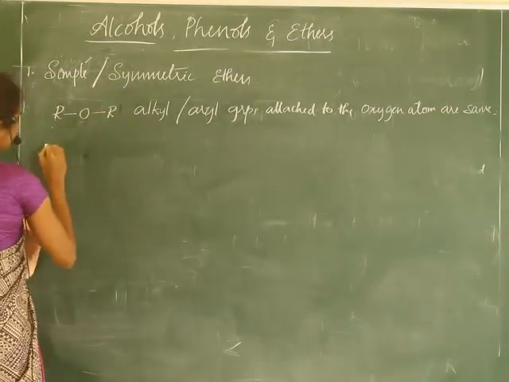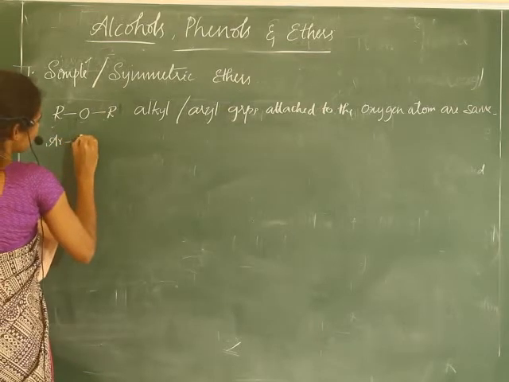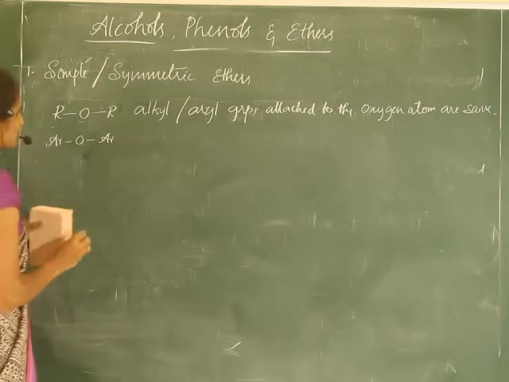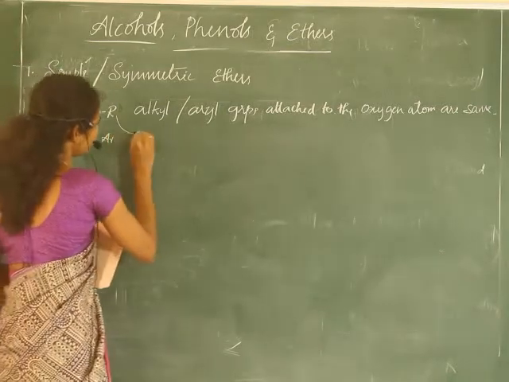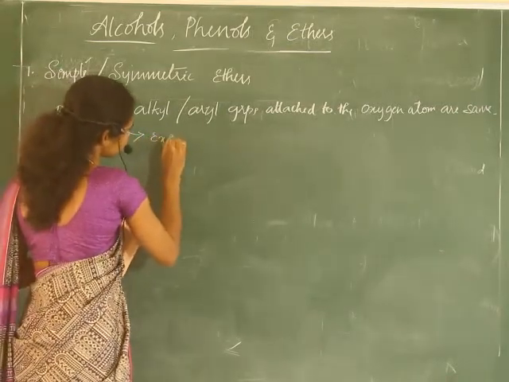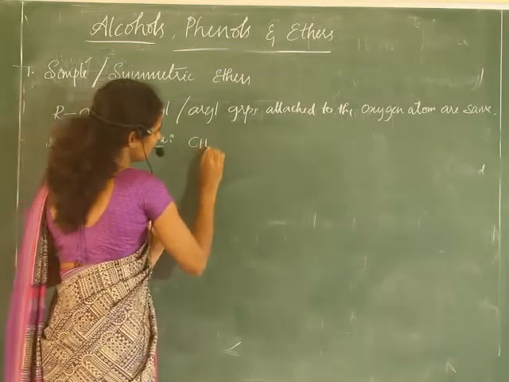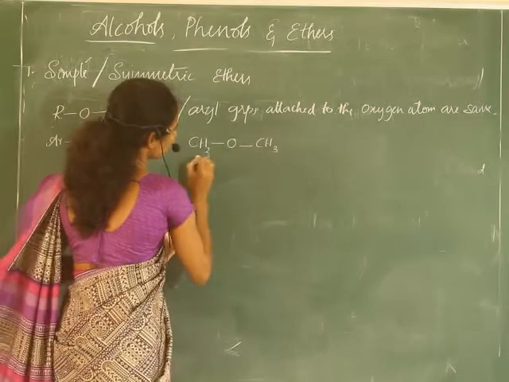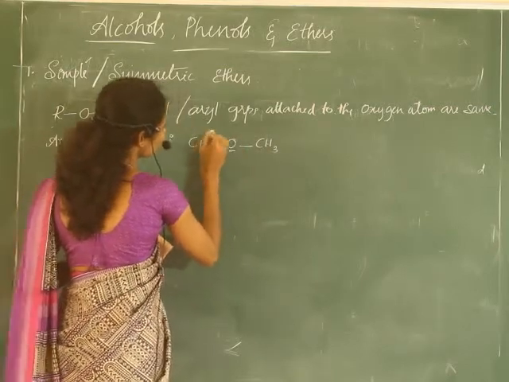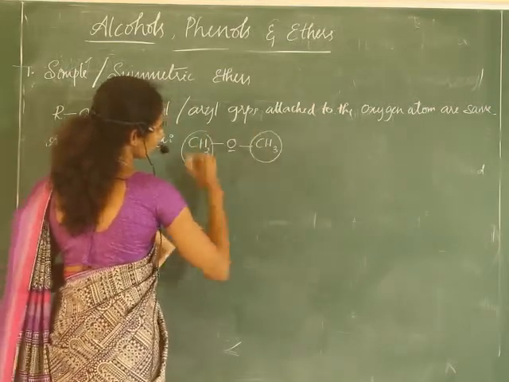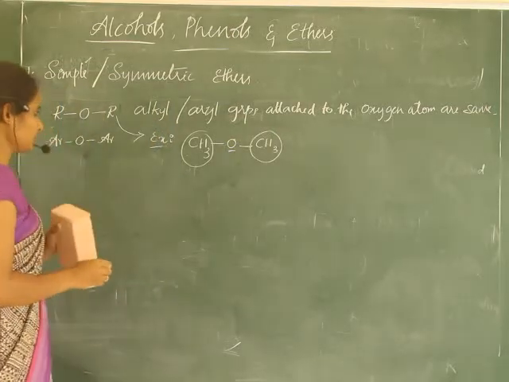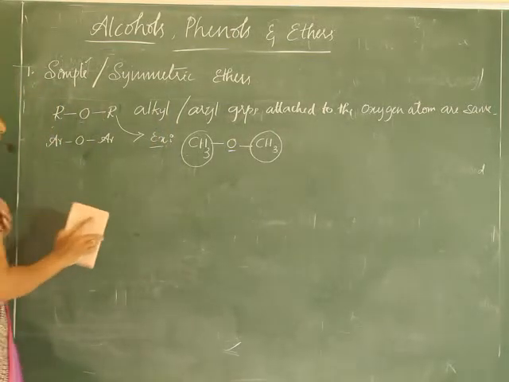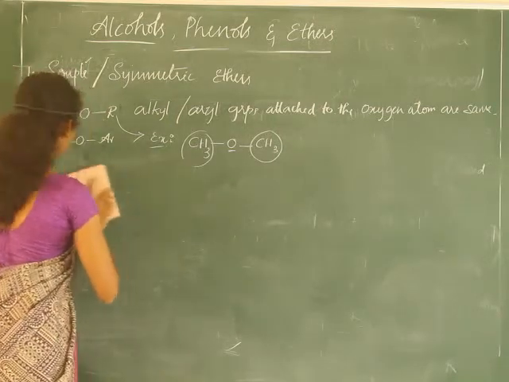This is a symmetric ether. Or with an aryl group, any aromatic ring, R-O-aryl compound, then they are called symmetric. For example, I'll write an example for this. I'll take a methyl group, O, and CH3. So to this oxygen, two groups are attached which are the same, then it is called a simple or symmetric ether, right? Dimethyl ether.